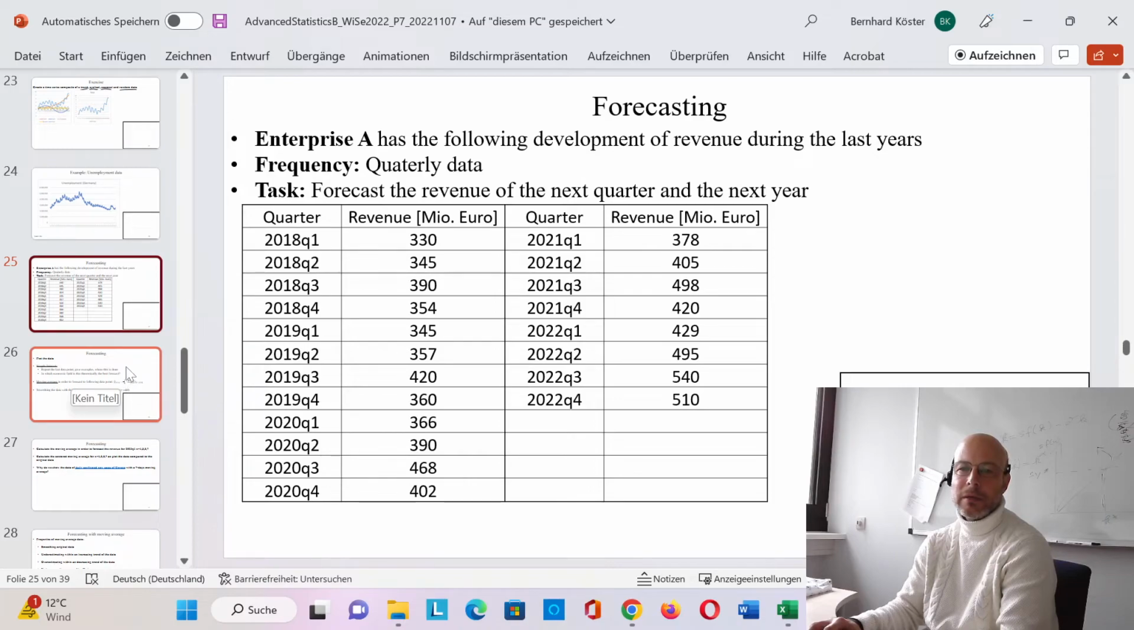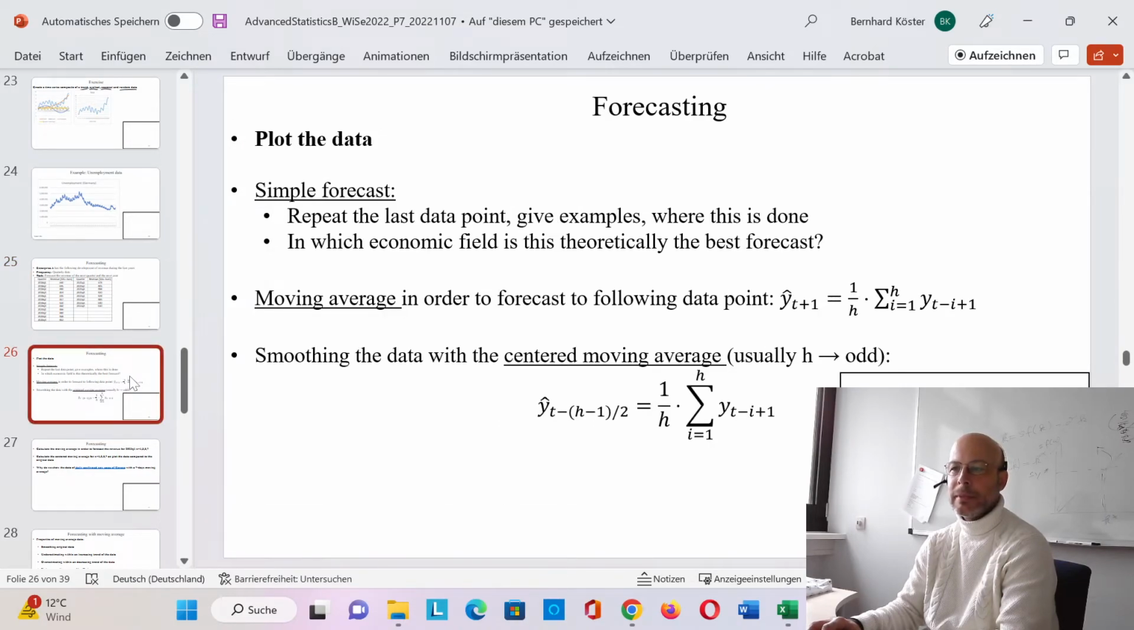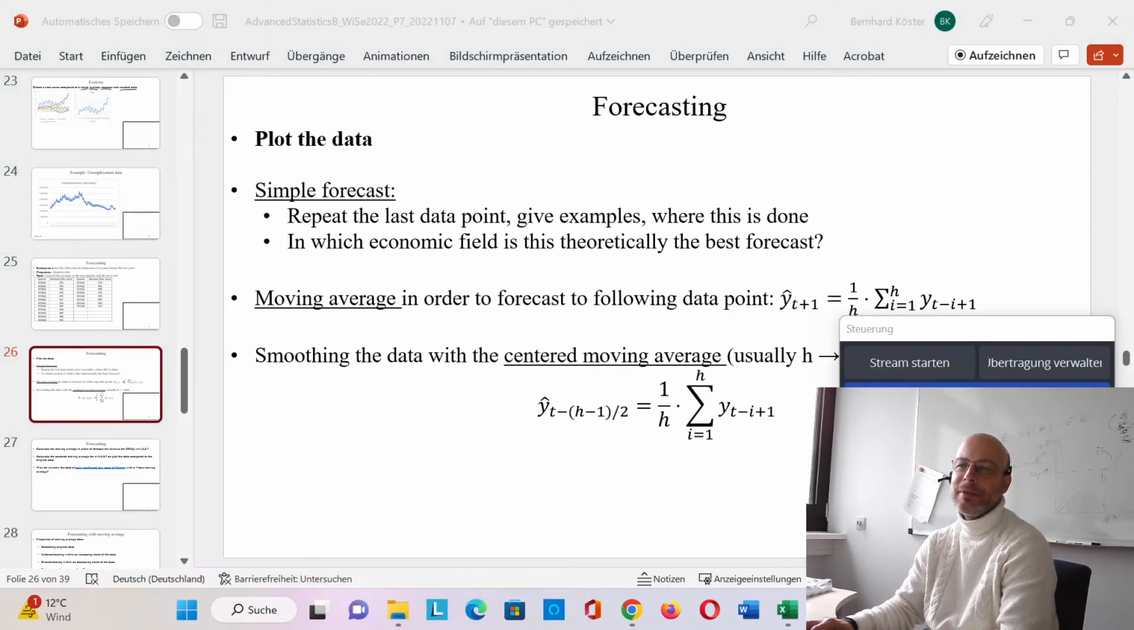But I think we are almost done in time. And then let's start with plotting the data and then taking the simple forecast we have.